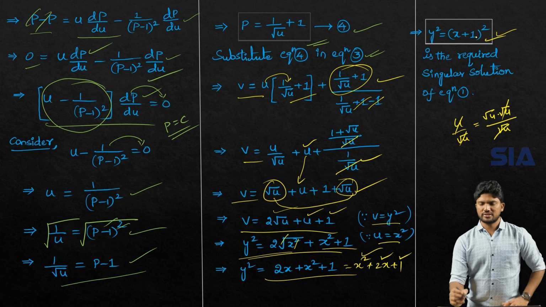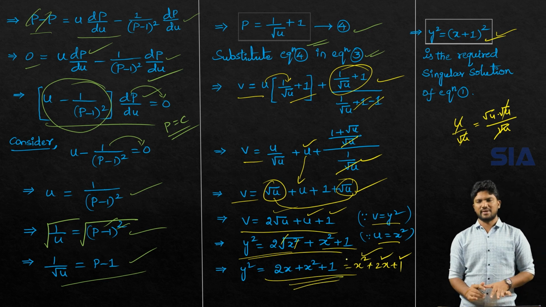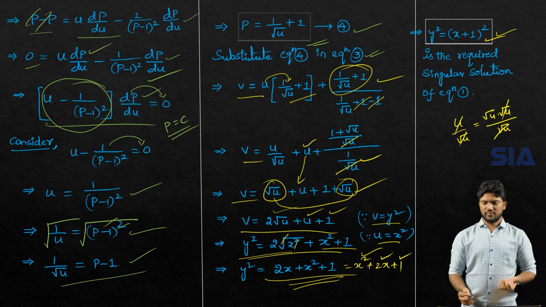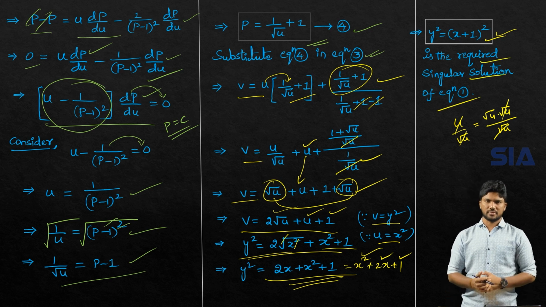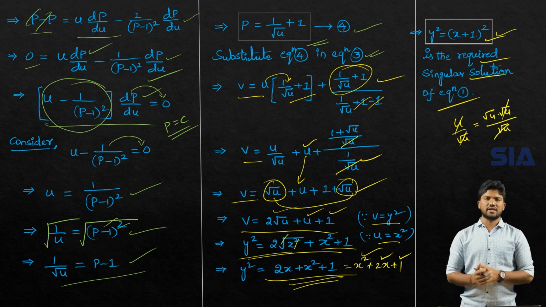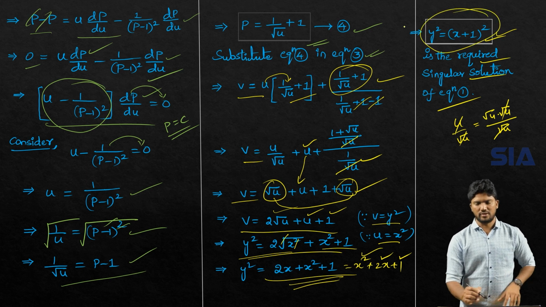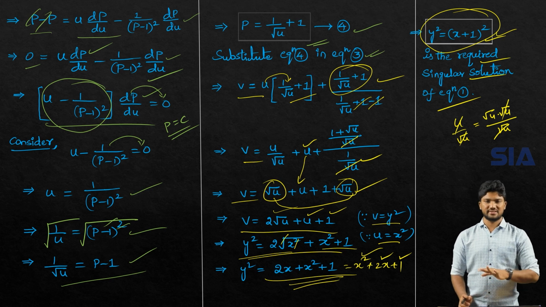If you again expand x plus 1 whole square, you will get 2x plus x square plus 1 only. Therefore this is the required singular solution of equation number 1. That is what they are asking: y square is equal to (x plus 1) whole square. You can observe there is no arbitrary constant, there is no c value in the final solution. There are only x and y variables. Therefore these types of solutions are called singular solutions.